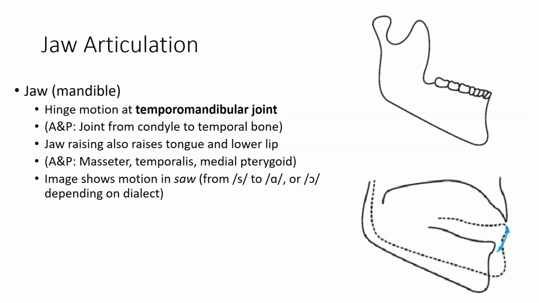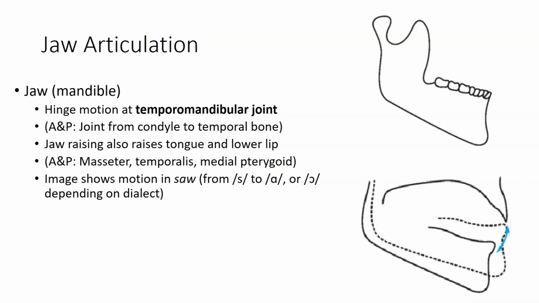Articulation of the jaw is through a hinge at the temporomandibular joint, a joint from the jaw in the temporal bone. When the jaw is raised, the tongue and the lower lip are also raised as they are connected to the jaw and supported by it.